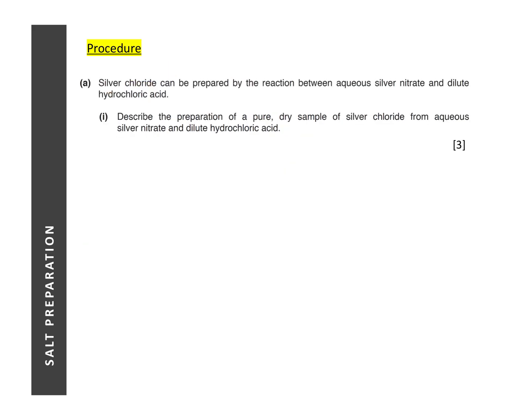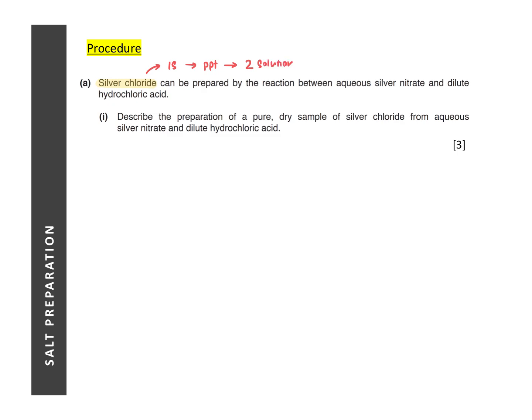Next, we will look at questions related to the procedure for preparing each salt. So let us take a look at the salt that we need to prepare. Silver chloride, based on your solubility rules, is insoluble in water. Therefore, we need to use the precipitation method, and the suitable starting reagents will be two solutions.